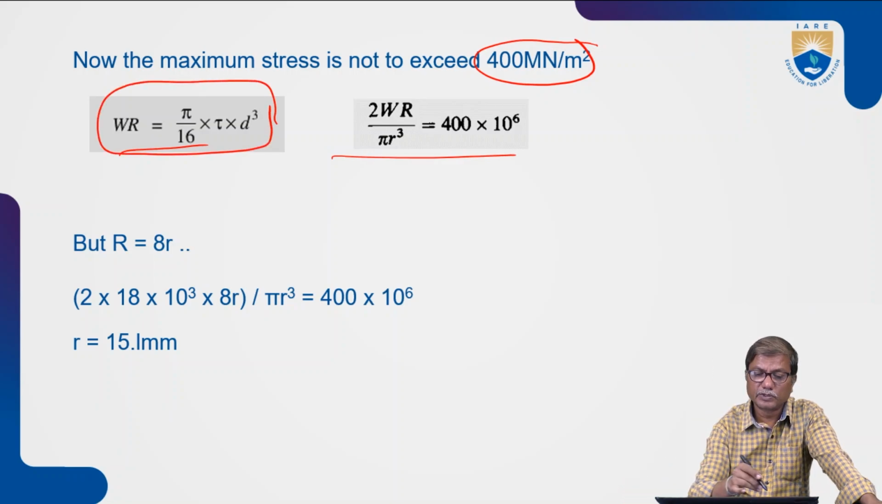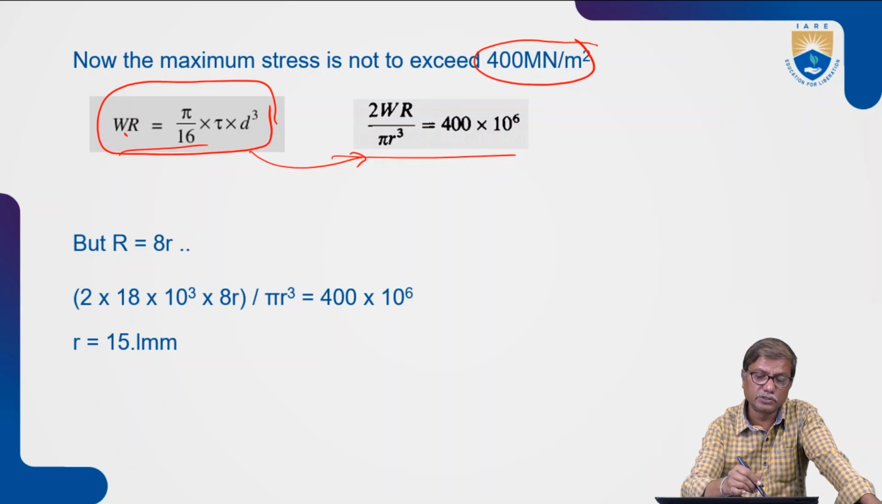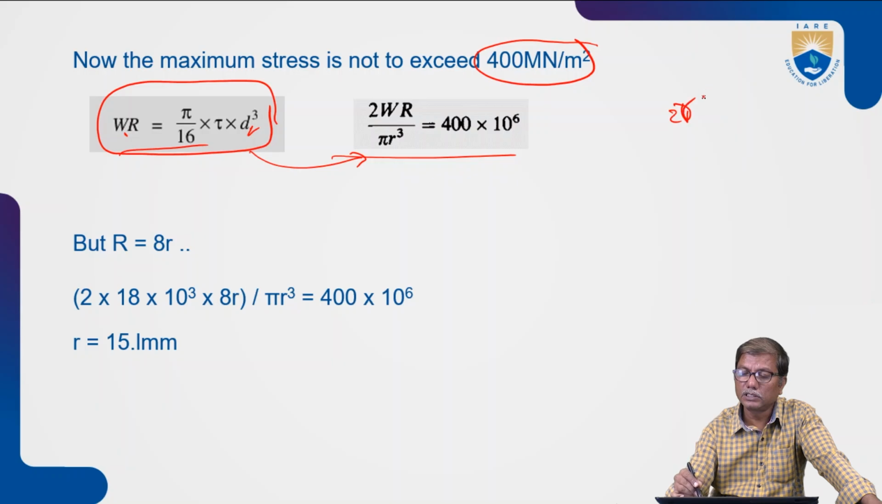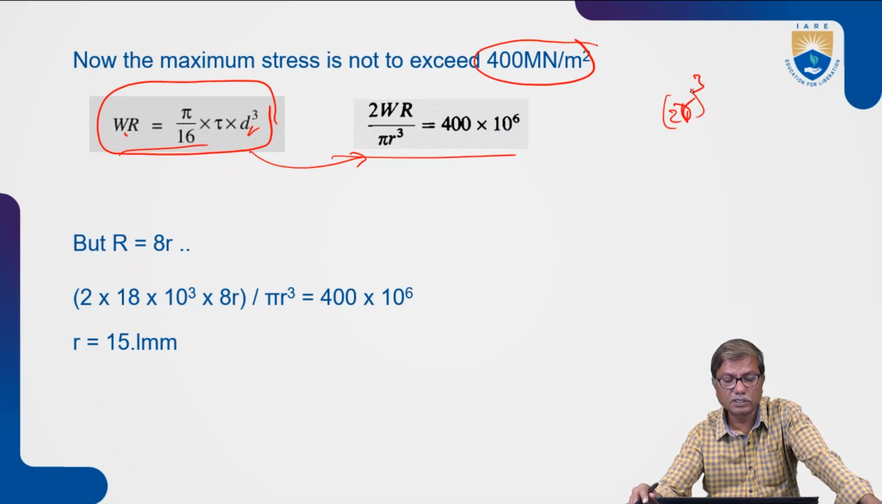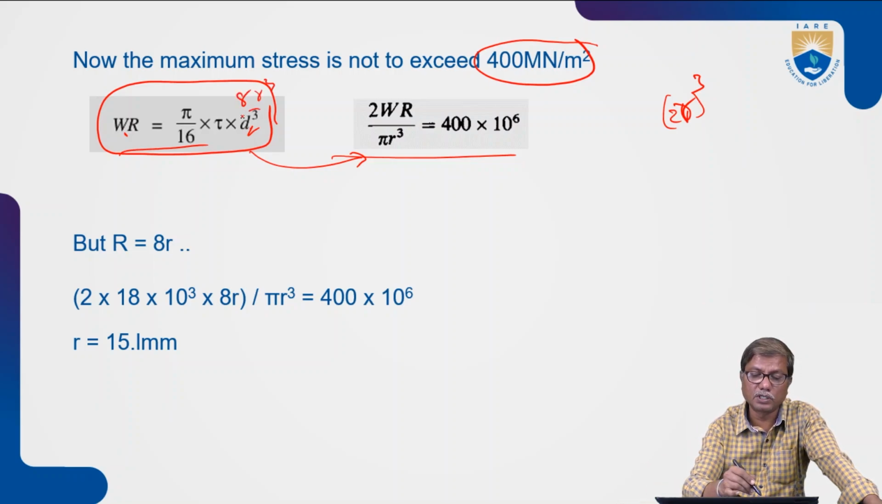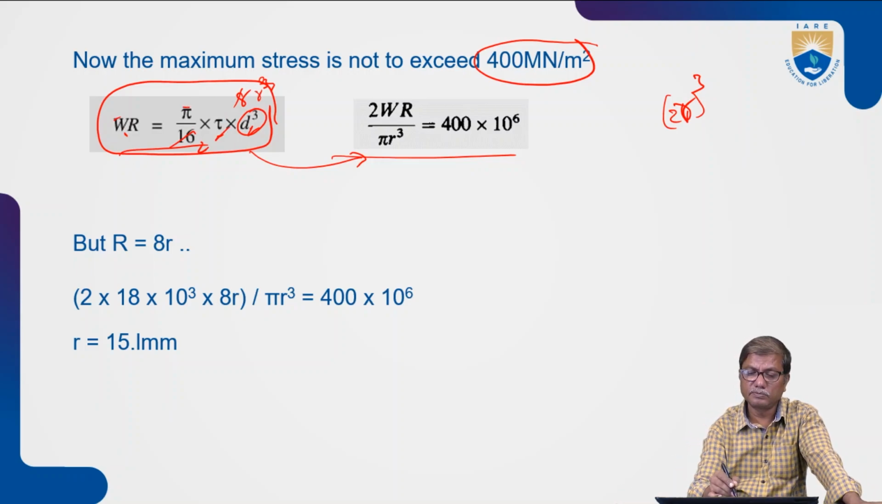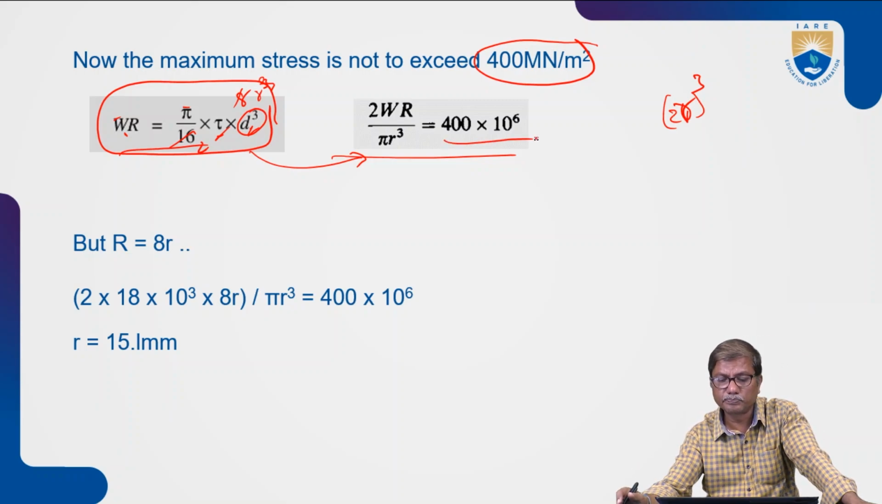In this, this can be written in this form: 2WR by pi r cube. This d cube is taken as 2r cube. Okay, 2r cube. So it becomes 8r cube. Replacing d cube by 2r, it becomes 8r cube. So this is 2 times. So 2WR by pi r cube. Tau is 2WR by pi r cube. That is equal to tau.